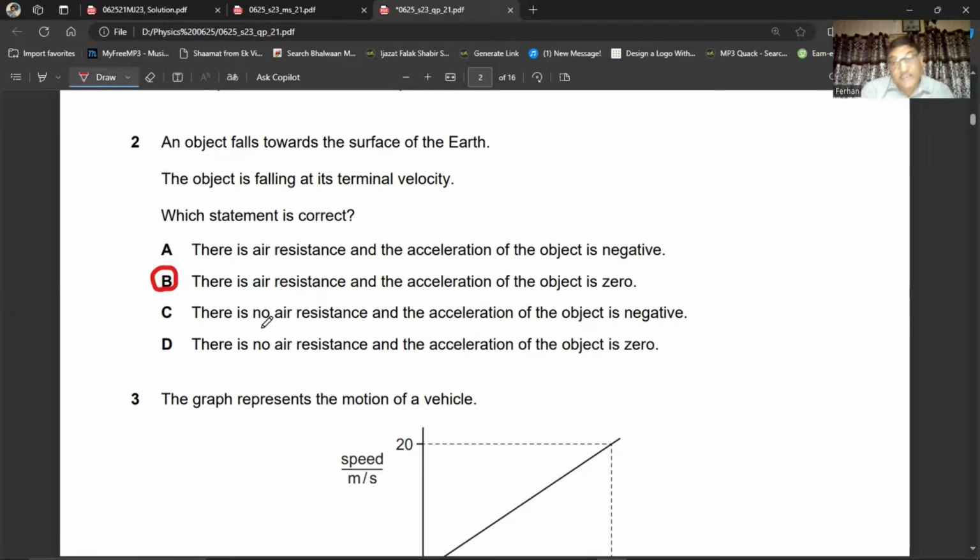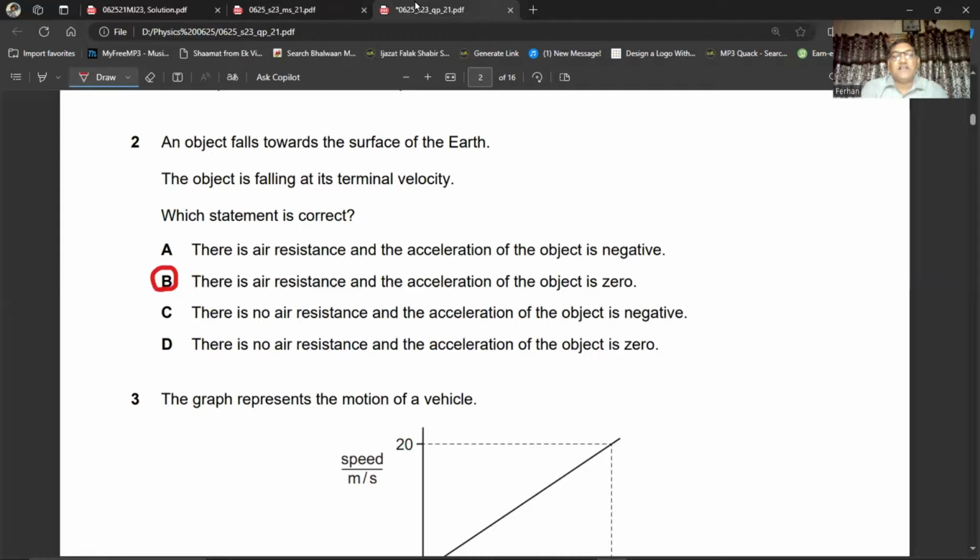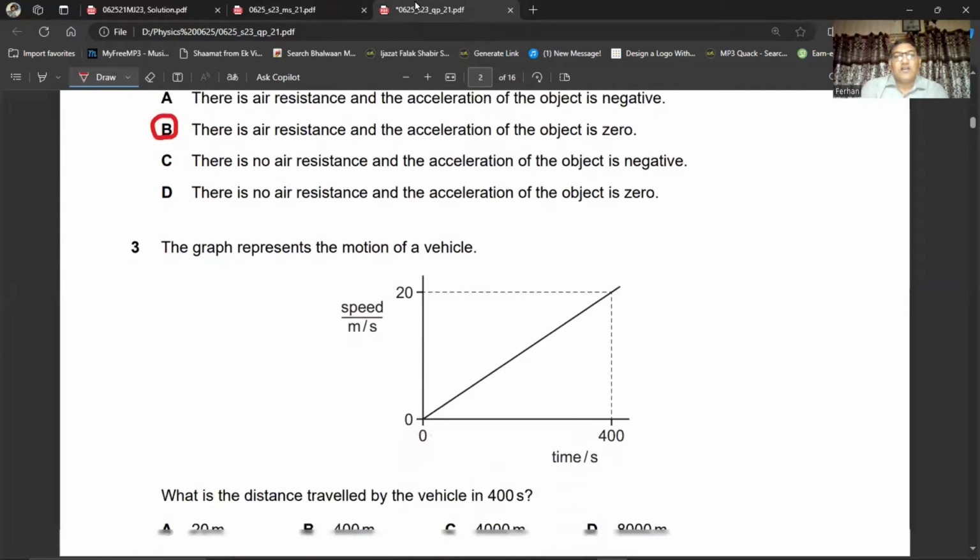There is no air resistance, there is air resistance, there is no air resistance, there is air resistance, because you are falling towards the surface of the earth. So I think B is the right answer. Question number 2, B is the right answer.